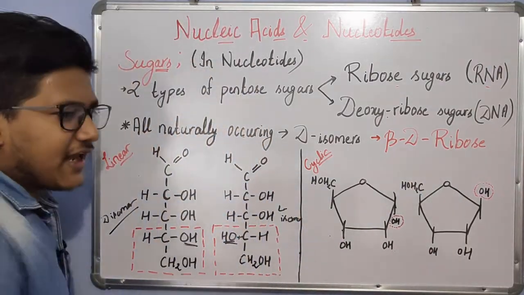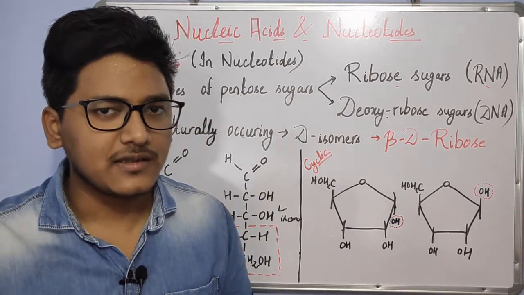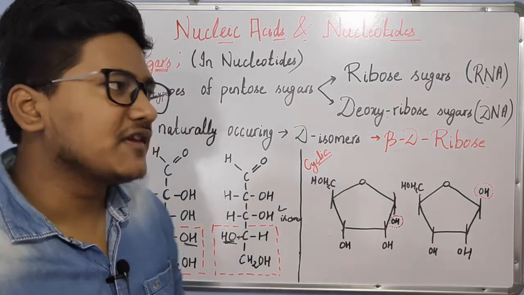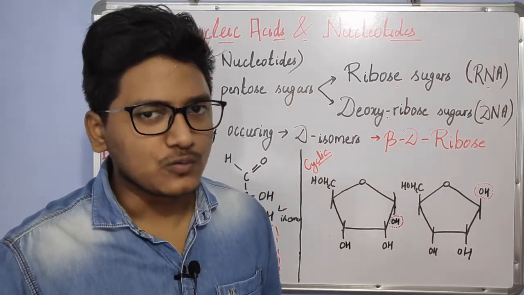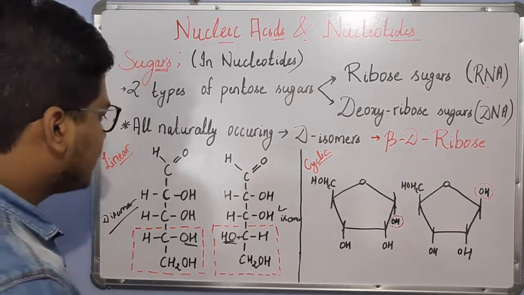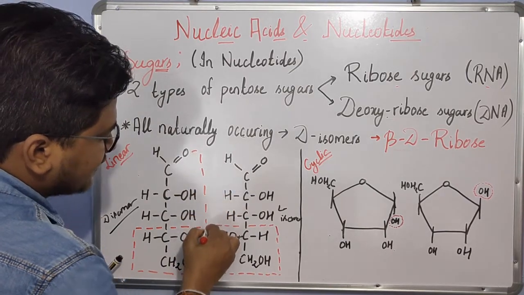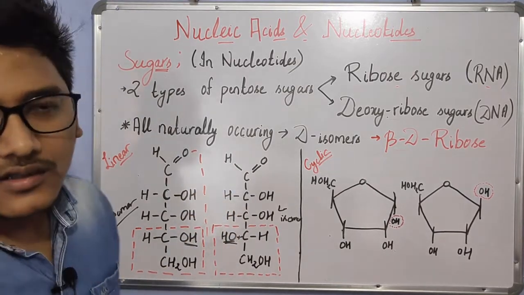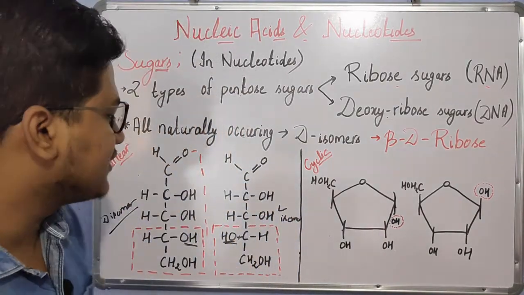Now this cyclization actually takes place by the formation of either a hemiacetal or a hemiketal. The hemiacetal is formed if there is an aldehyde group, whereas a hemiketal is formed if there is a ketone group. So if this aldehydic group that is seen on the terminal is linked with any of the functional OH groups present in the chain, it forms a ring structure, and thus the hemiacetal or hemiketal formation is there.